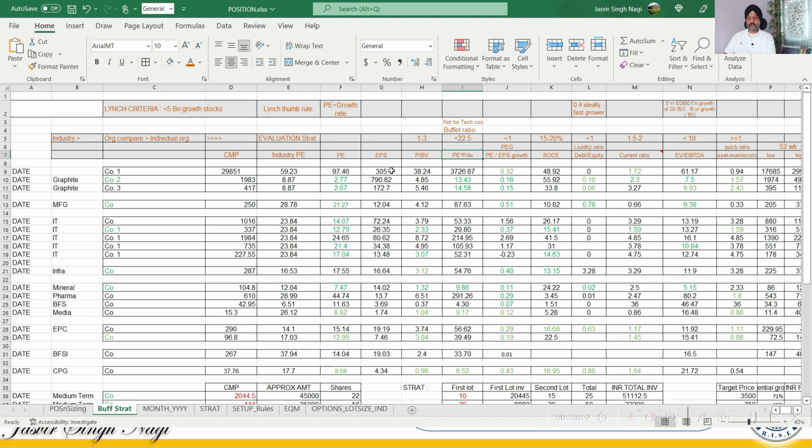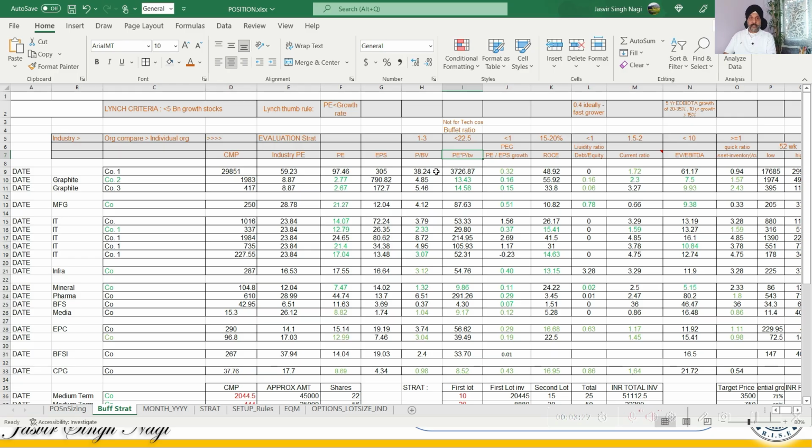Then earnings per share is 305. This is good enough, all right? This you compare with its other peers, how they are doing, and then you come to know whether it's good enough or not. Then you have the P by BV, which is the price against the book value.